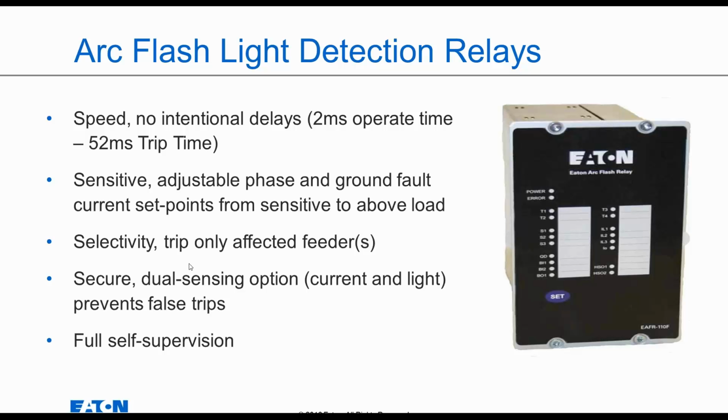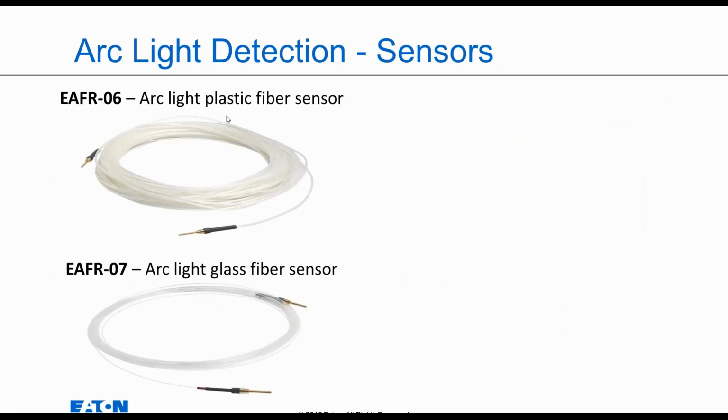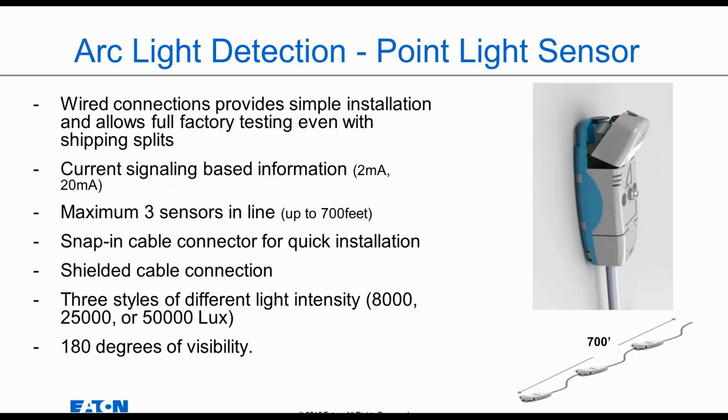For selectivity, you can have these sensors in different areas of your switchgear. And then you can have it optional, whether it's current and light or just light. And they're all full supervision, where they are constantly checking themselves and the sensors to make sure that they're all properly working. So where's the light? It can be detected using plastic fiber or glass fiber sensors, or they can be point sensors.